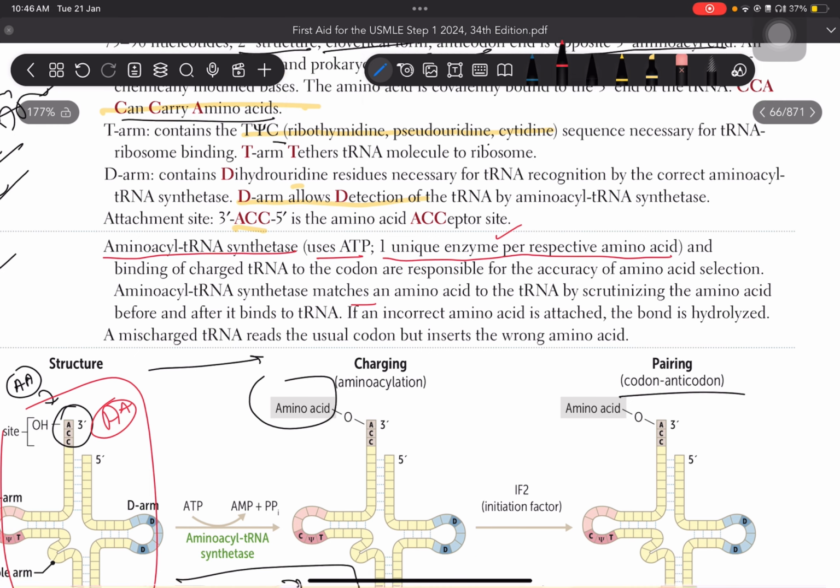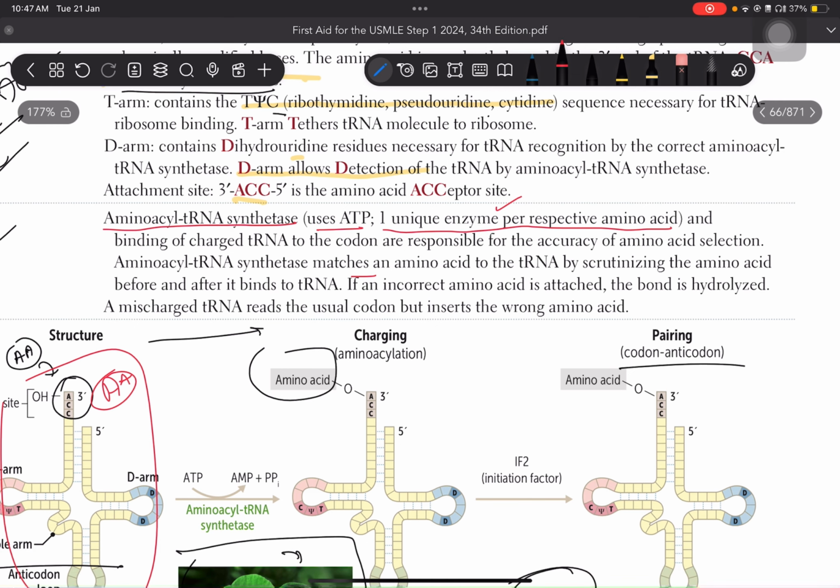What does this mean? Amino acid tRNA synthetase matches an amino acid to the tRNA by scrutinizing the amino acid before and after it binds to tRNA. If an incorrect amino acid is attached, the bond is hydrolyzed. A mischarged tRNA reads the usual codon but inserts the wrong amino acid. So what does this mean?